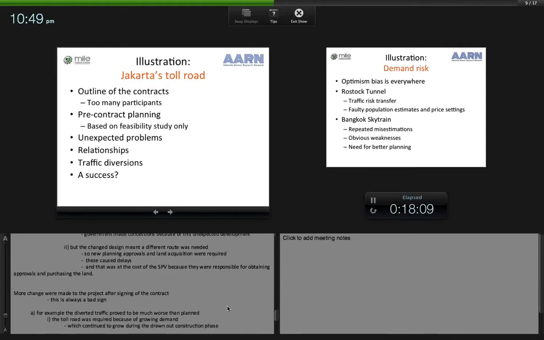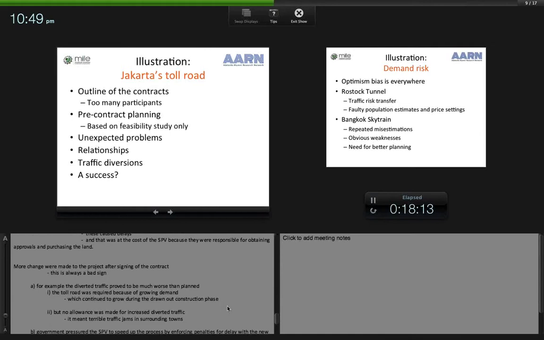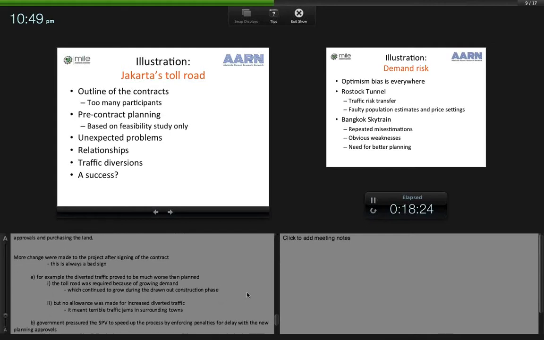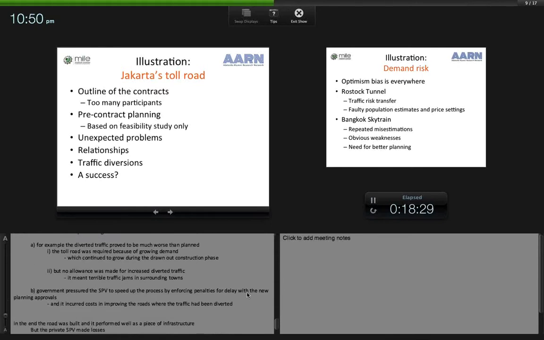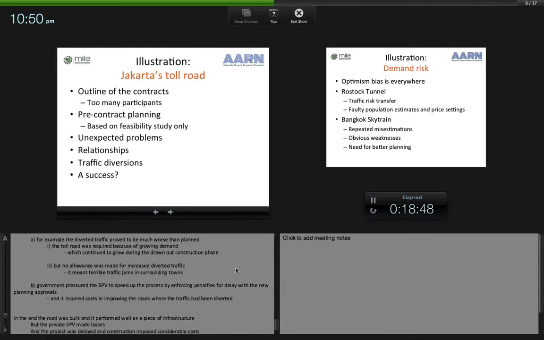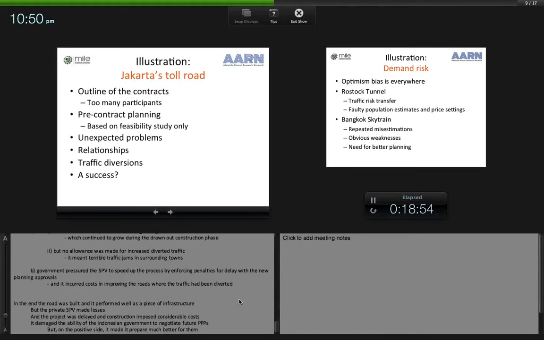under the contracts. More change was made to the project after signing of the contract, and again, this is a bad sign. For example, the diverted traffic proved to be much worse than planned. The toll road was required because of growing demand, but that demand continued to grow during the drawn-out construction phase. However, no allowance was made for the increased diverted traffic. It meant terrible traffic jams in surrounding towns. Government pressured the SPV to speed up the process of construction by enforcing penalties for delay with the new planning approvals. And government itself incurred costs in improving the roads where the traffic had been diverted.